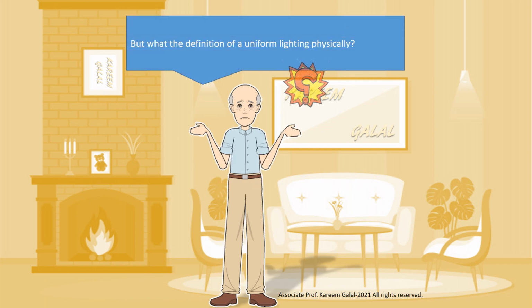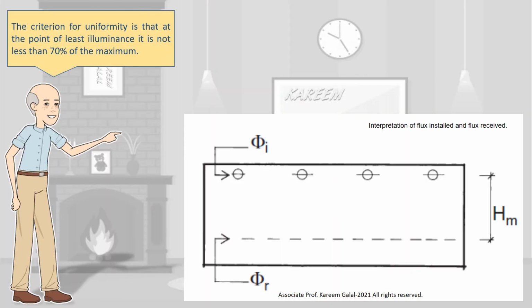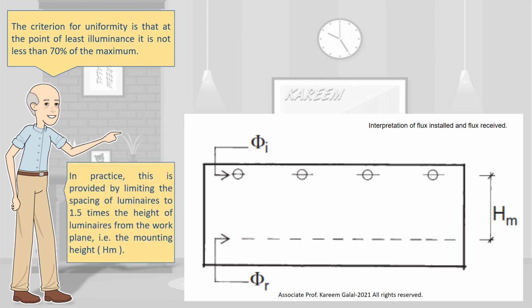But what is the definition of a uniform lighting physically? The criterion for uniformity is that at the point of least illuminance it is not less than 70% of the maximum. In practice, this is provided by limiting the spacing of luminaires to 1.5 times the height of luminaires from the work plane, i.e. the mounting height.